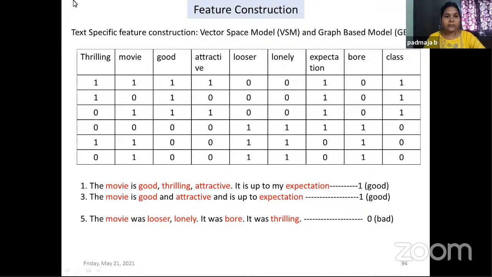So in this slide, you can see that for your feature construction, there are two popular models. One is called the vector space model and the other is the graph-based model. So for feature selection, you can use these two techniques. For each technique, you can check the accuracy by applying the machine learning model, and you can always find out which one works better for your data set.